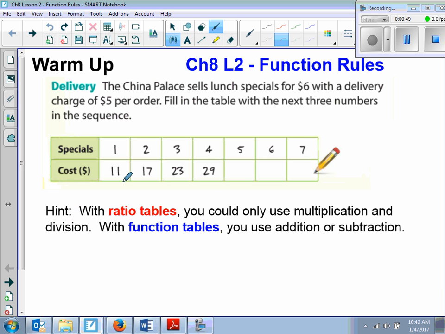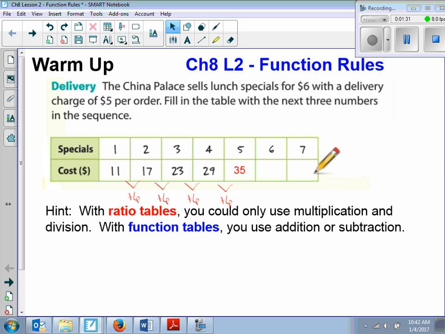Okay, so when we look at the patterns, how do I get from 11 to 17? We're going to add 6, right? How about from 17 to 23? Again, we're going to add 6. How about 23 to 29? Again, we're going to add 6. Is everybody clear? So, what do you think we're going to do to get from 29 to the next term? Add 6. Very good. So, what is 29 plus 6?